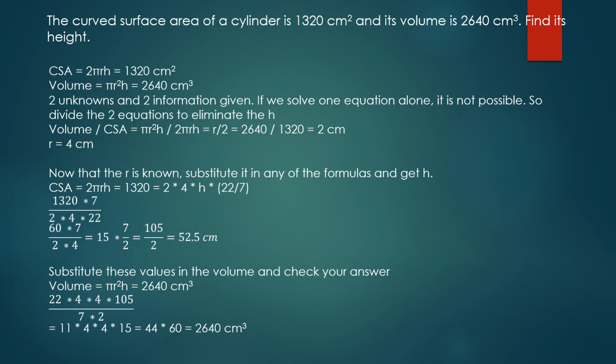You can cut 1320 with 22. You can cut it with 4. You can cut it with 2. Reduce it. Best to reduce by the biggest number. 1320 by 22 is 60. 60 by 4 is 15. 15 into 7 by 2. Then in the end you can check your answer by substituting these values of R and H in the volume.